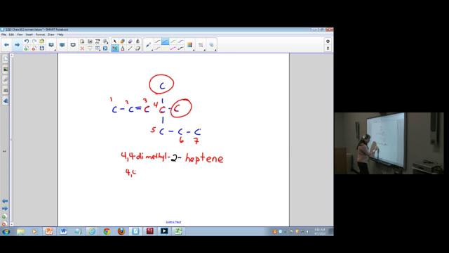It's possible you'll see 4,4-dimethyl, hept-2-ene. Both of those would indicate the same thing. This is a better one when you have more than one double bond for certain, but this indicates either way that the double bond is at carbon 2.